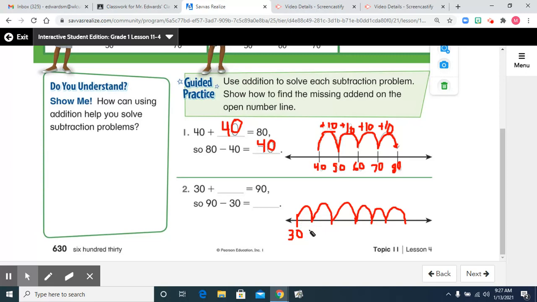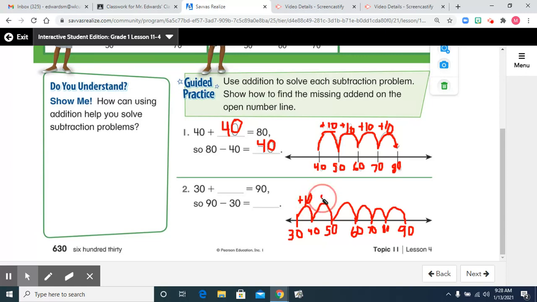Draw your numbers underneath. 30, 40, 50, 60, 70, 80, and 90. Okay, now how much are each of these hops worth? Well, we counted by 10, so each one is worth 10.